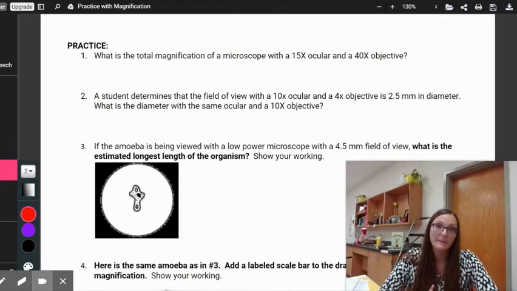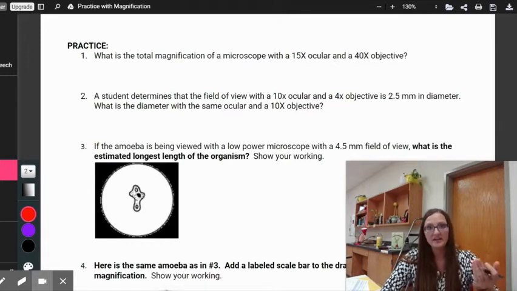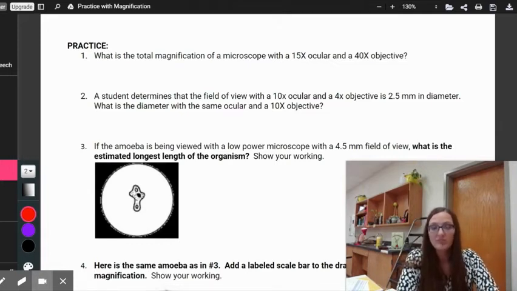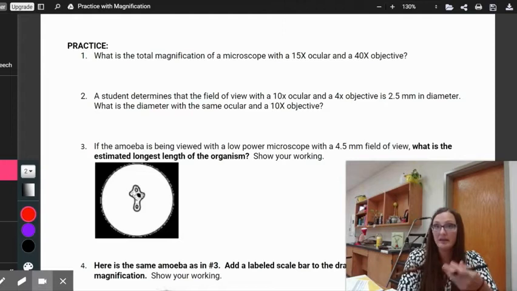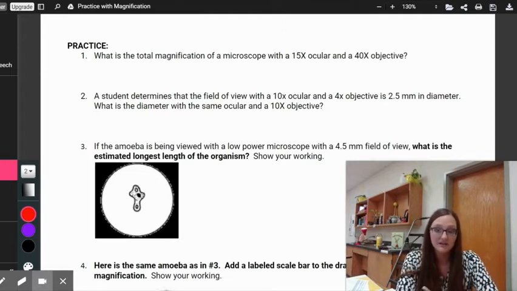Primarily when we're talking about microscopes and microscopy, and anytime that we're dealing with either a light microscope, an electron microscope, or things of that nature, anytime something has to be magnified. So, number one, what is the total magnification of a microscope with a 15, and the X just stands for times, right? So the ocular lens is magnified by 15 times, and a 40 times objective.